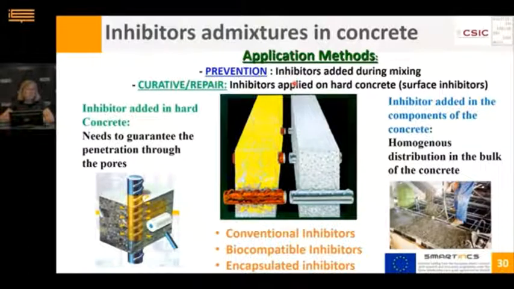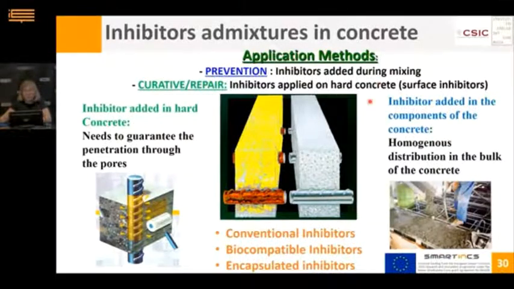And in this case, they have to penetrate through the cover and reach the reinforcement in a short time, and also be able to create or modify the passive layer, even if the corrosion was initiated. However, this is not the case we are going to consider. We are going to consider the case of inhibitors in the mix of the concrete. That is the most common protection method.